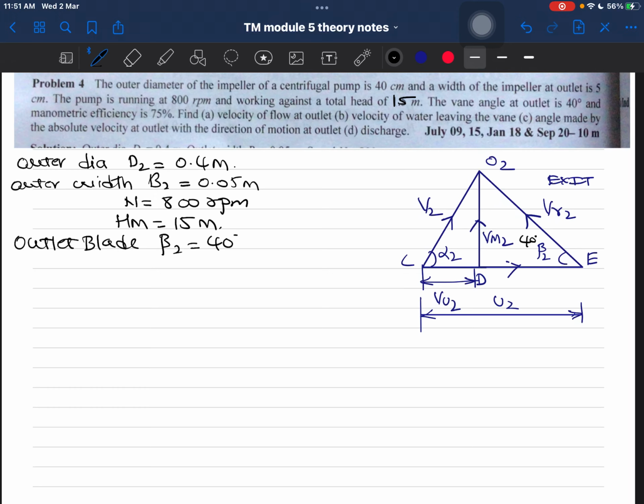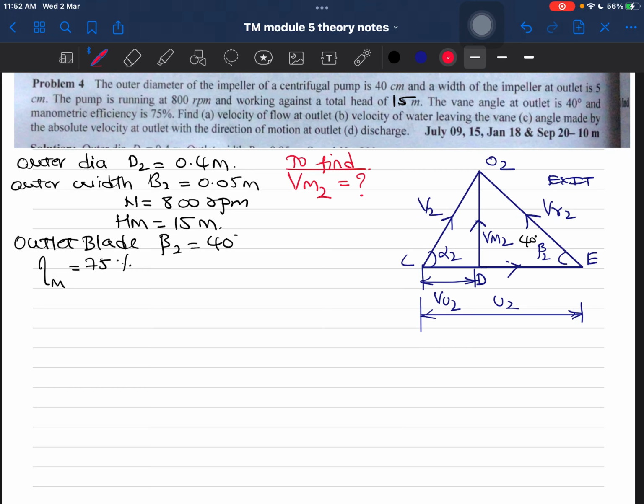Next. And the manometric efficiency is 75%. So manometric efficiency is how much? 75%. Find. So what we need to find in this problem? To find: the velocity of flow at the outlet. So what is velocity of flow? Velocity of the flow is Vm. At the outlet it is Vm2. So Vm2 is being questioned.